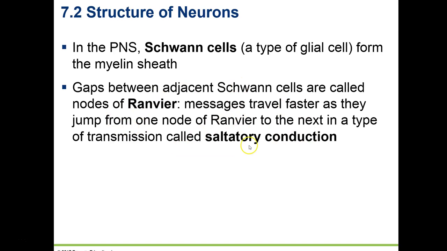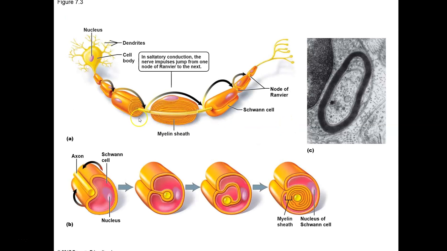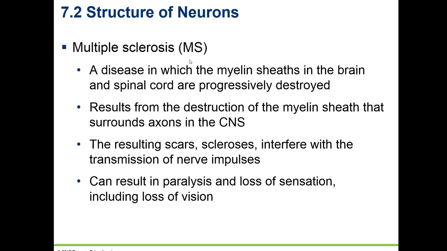Message travels faster as it jumps from one node of Ranvier to the next. So, you see it is jumping from one node of Ranvier to another node of Ranvier. So, it travels faster, and this kind of conduction is known as saltatory conduction. Any question before we go further?